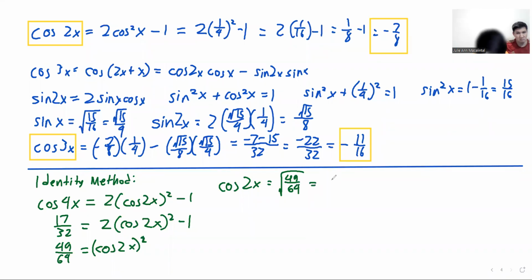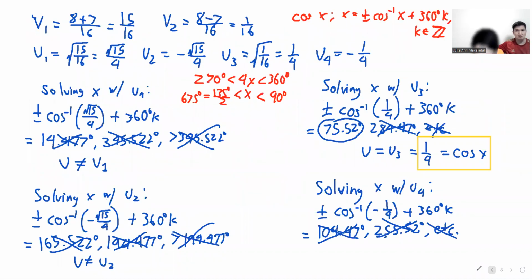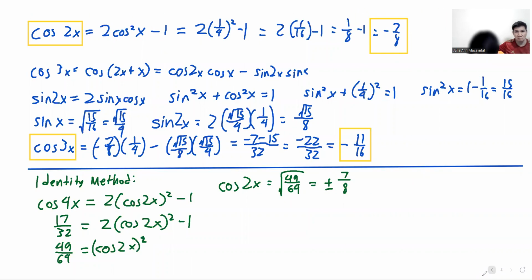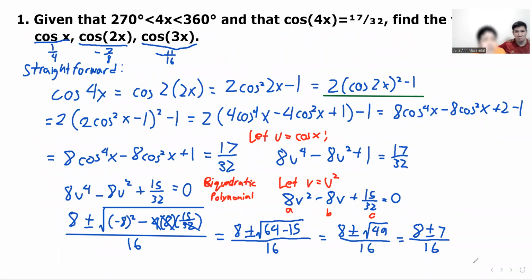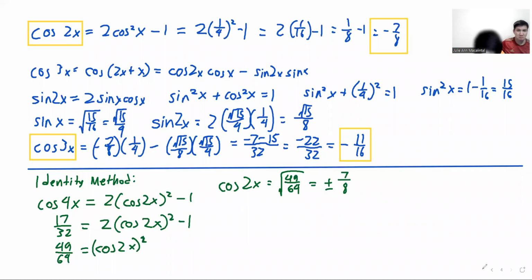So, this is plus minus 7 over 8. Okay, so we have two answers. How do we decide? Yes, the inequality that was given: 270 degrees is less than 4x, which is less than 360 degrees.